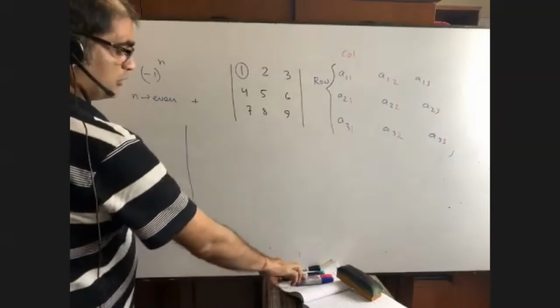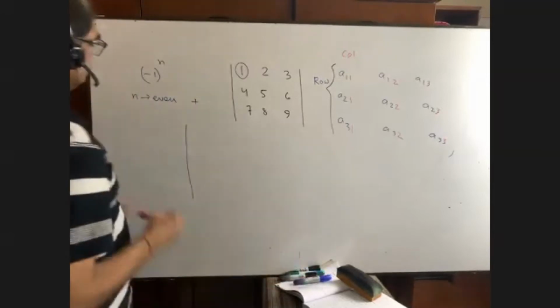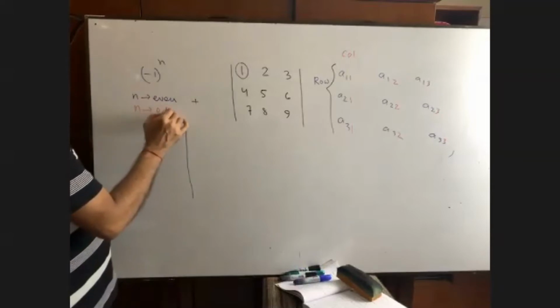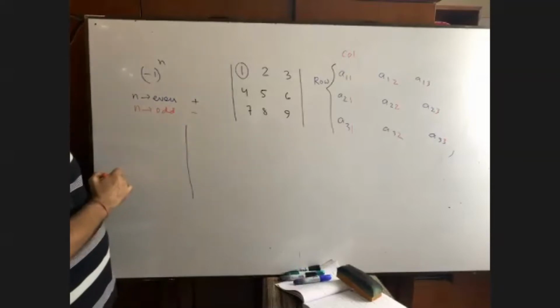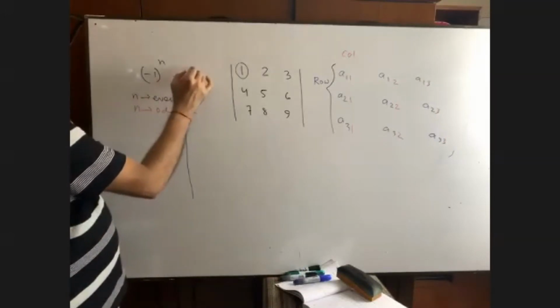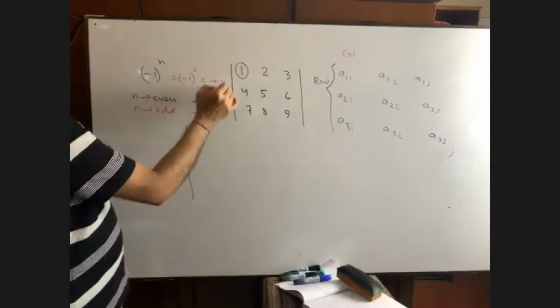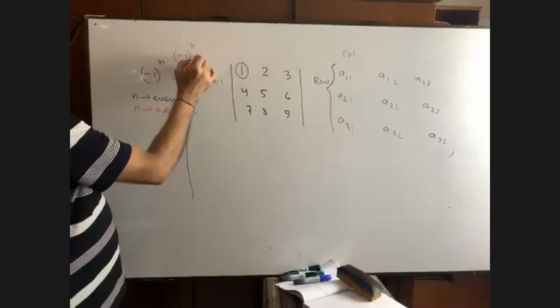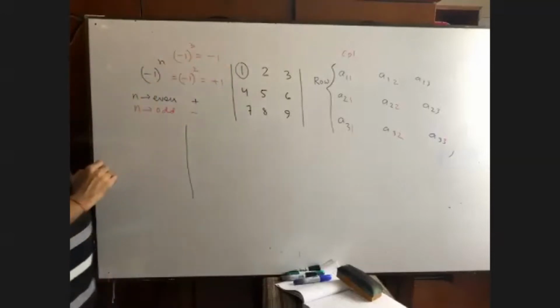If n is odd, then what is the value? It is negative. As per example, suppose -1 whole to the power 2 equals to what? Positive 1. But if I get -1 whole to the power 3, it is negative 1. Am I right?